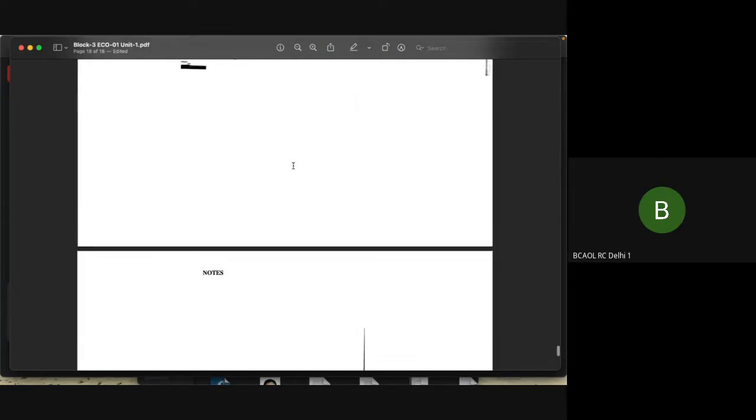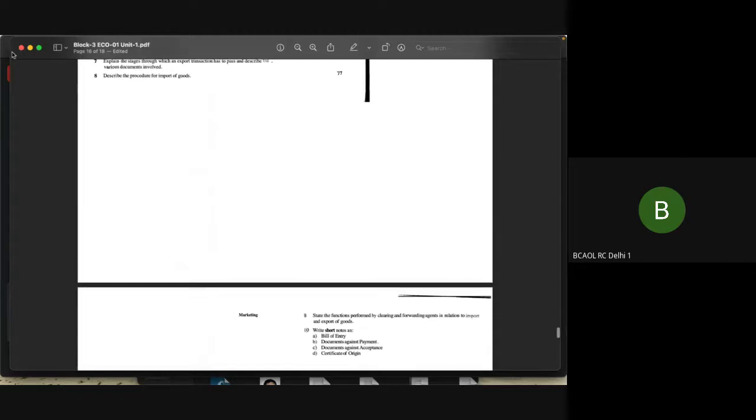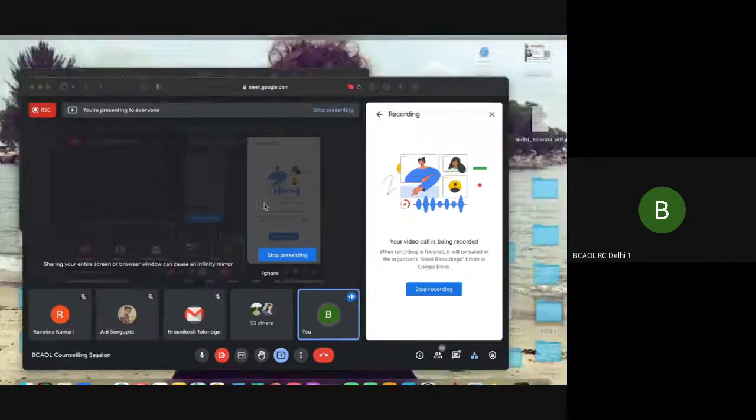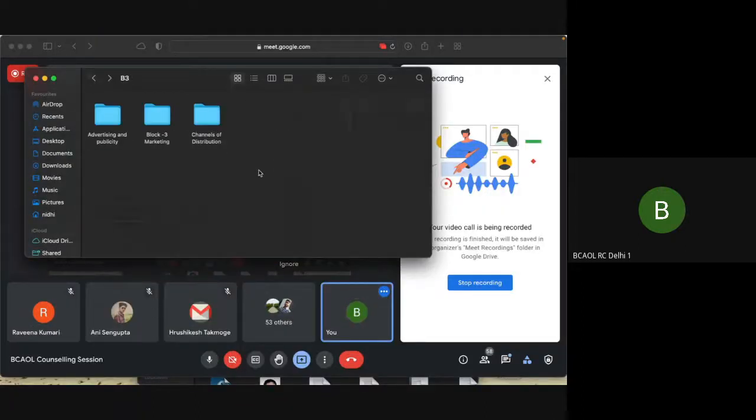Just know this thing that cargo is basically your order. Another name for cargo is order. Okay, and this order can be dry cargo or liquid cargo. So it depends, and accordingly you get it packed. We will discuss it in transportation and warehousing. Okay, so with this we are over with B3 and B1.